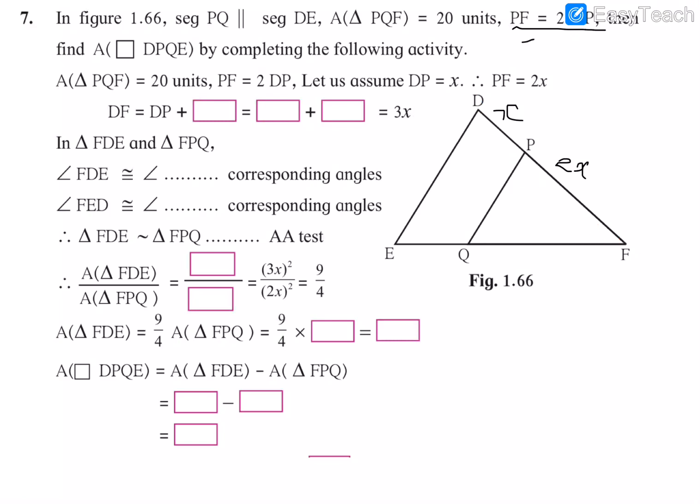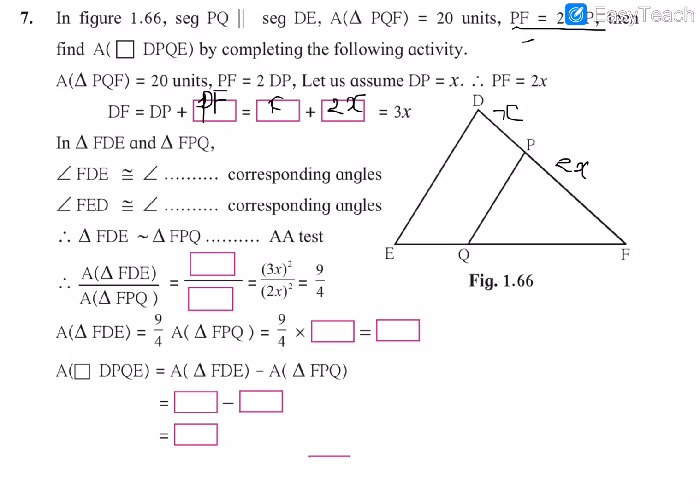Now the next step is DF is equal to, DF means this side of the bigger triangle, this big side. So DF is equal to DP plus PF. You can see DP plus PF makes the side DF. So we have to fill the space here. DF is equal to DP plus PF, DP is x and PF is 2x. You can look at the figure. So x plus 2x is 3x.